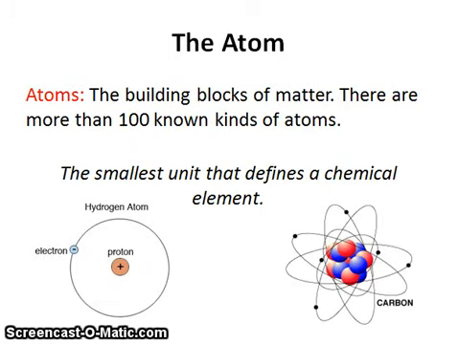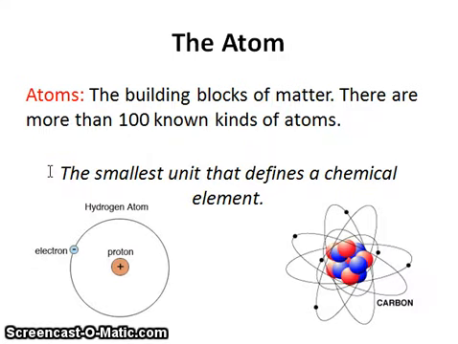Let's begin by defining what is an atom. So the atoms are the building blocks of matter, and there are more than 100 known kinds of atoms because those would be the atoms that make up the elements that we know in the periodic table. So another definition for this will be that the atom is the smallest unit that defines a chemical element.